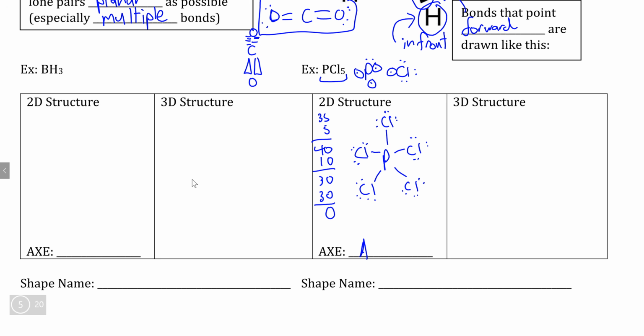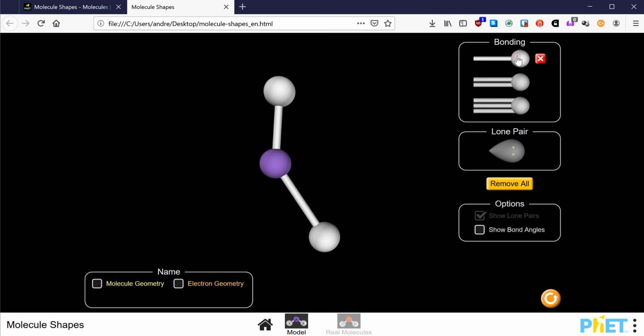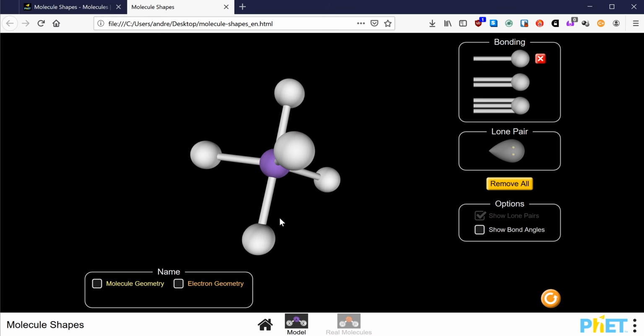And because it has 5 single bonds, that's 5 individual bonding groups. So this would be an AX5 molecule. Next, we can go into our molecular shape simulator and find out what an AX5 molecule looks like. So let's get rid of our carbon dioxide. This is our central atom, phosphorus, and let's put 1, 2, 3, 4, 5 peripheral atoms on.